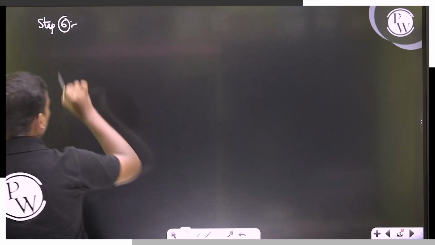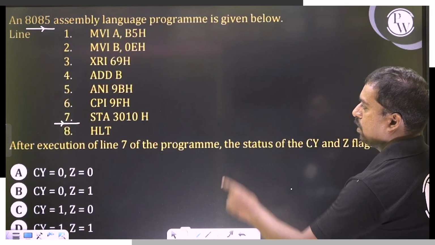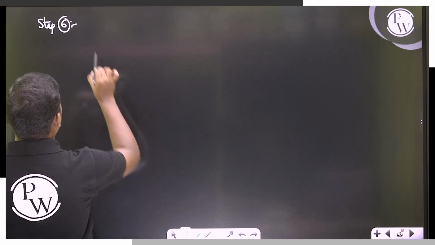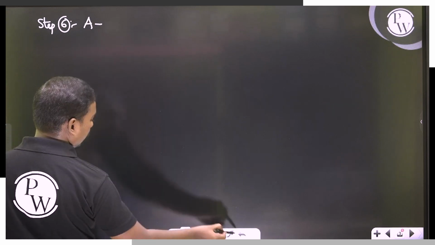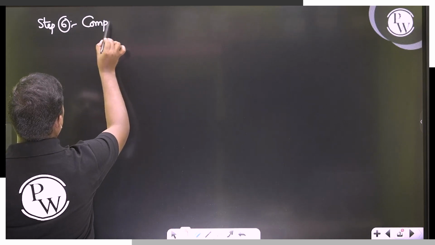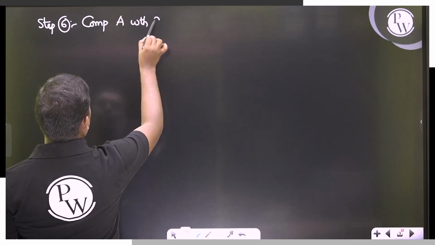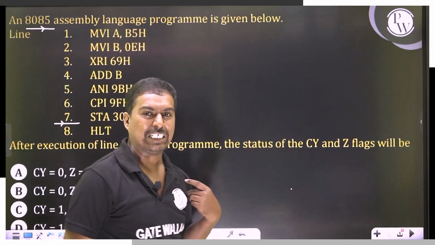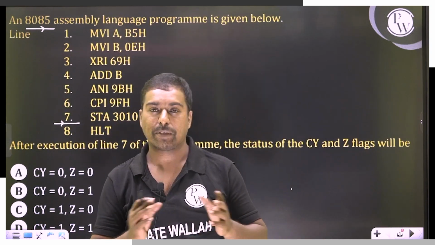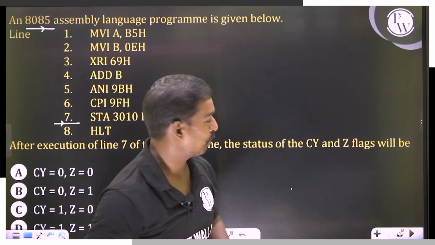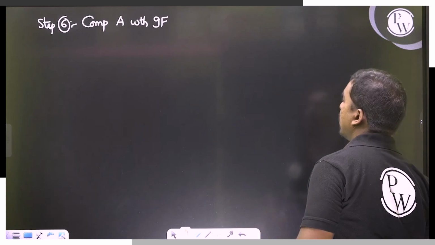What is step 6? If you see step 6, CPI 9F, that means A, which holds 89, must be compared with 9F. So obviously, what is the compare instruction? What will it do? Compare instruction is just like the subtraction instruction, but it won't affect the register content; it will only affect the content of the flags. Okay. So now A will be compared with 9F.